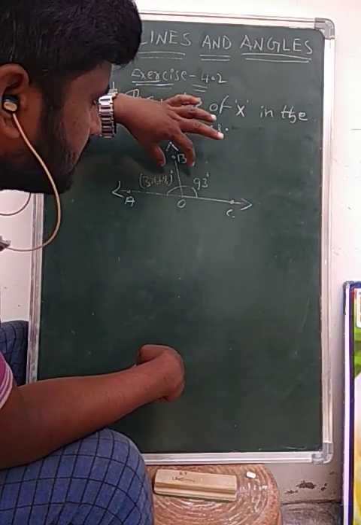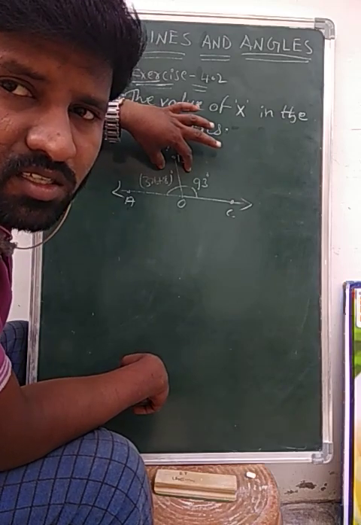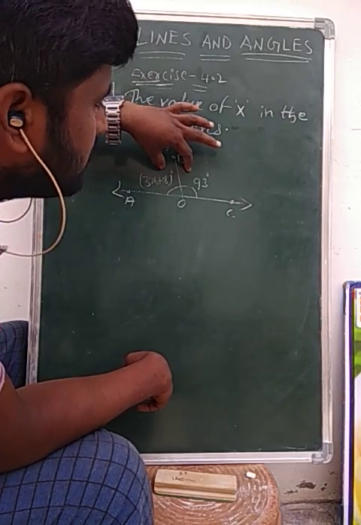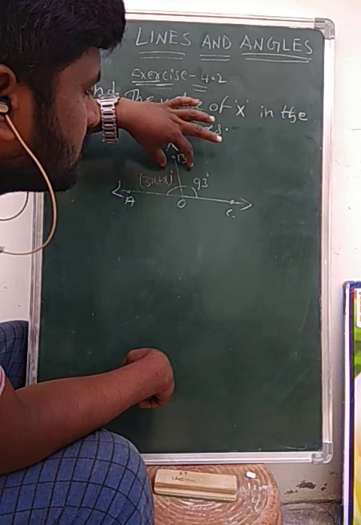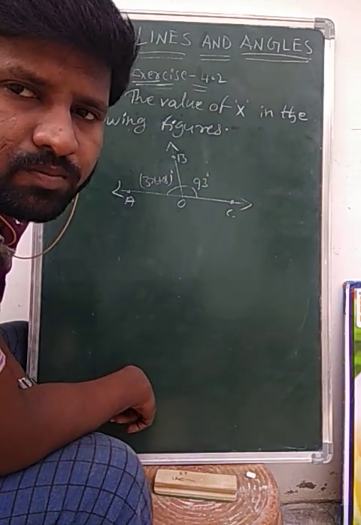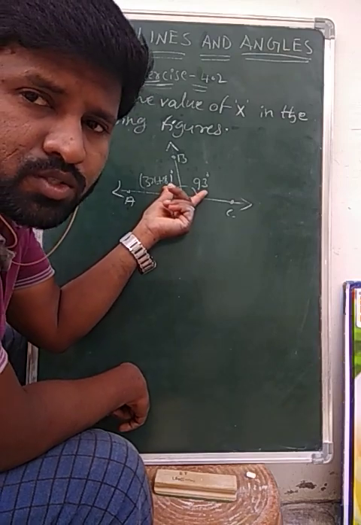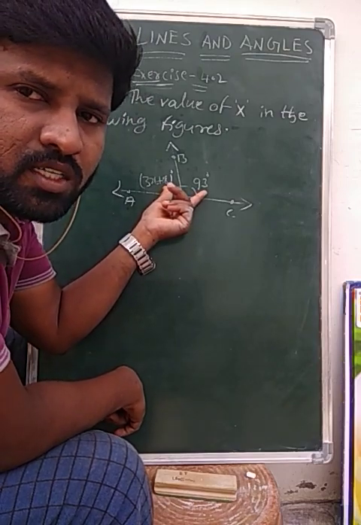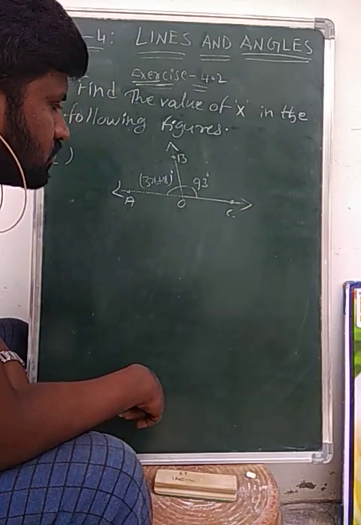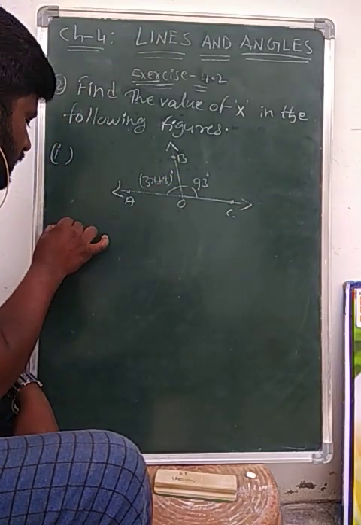Okay, the sum of two adjacent angles whose measure is 180 degrees, that is called what? A linear pair. The sum of two adjacent angles whose sum is 180 degrees, that is called a linear pair.